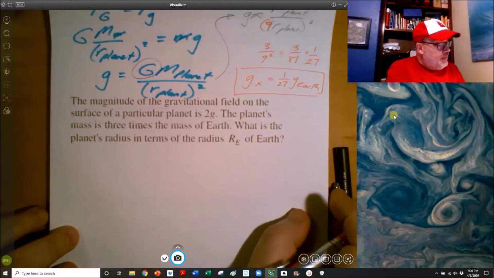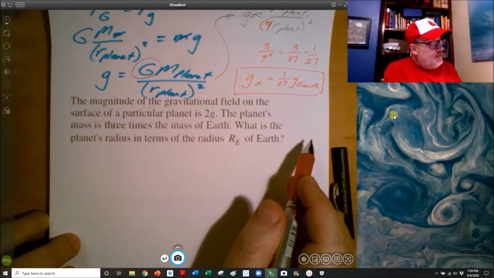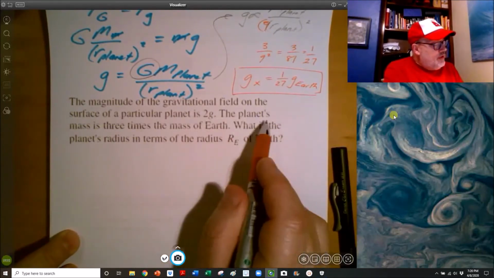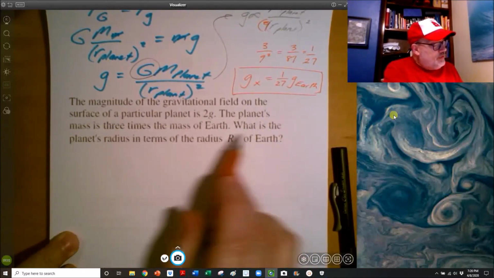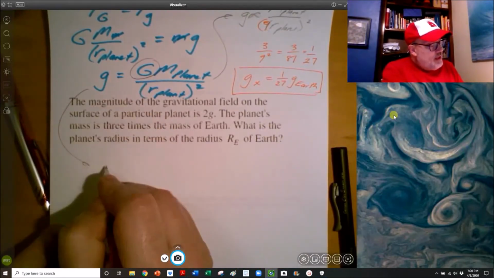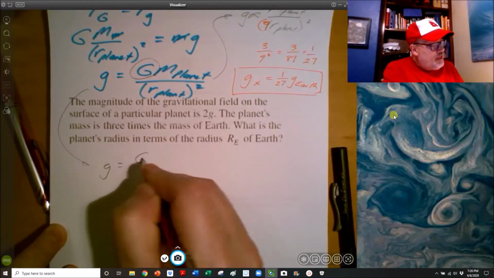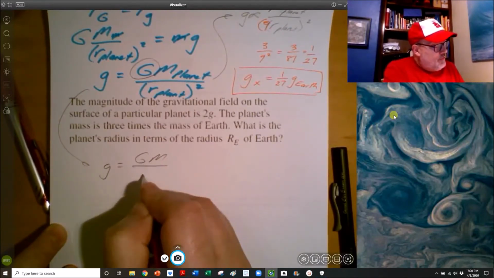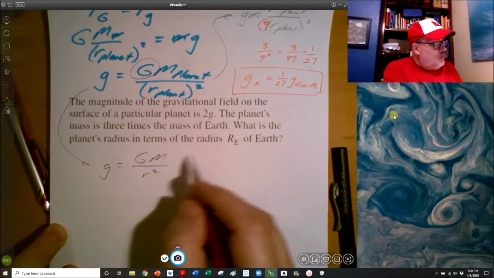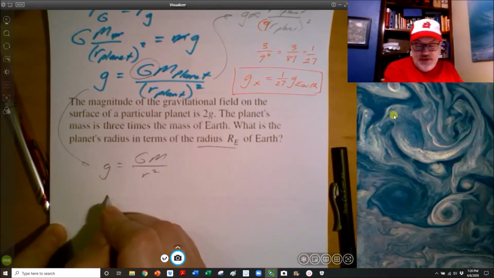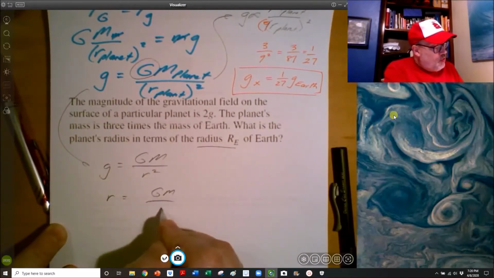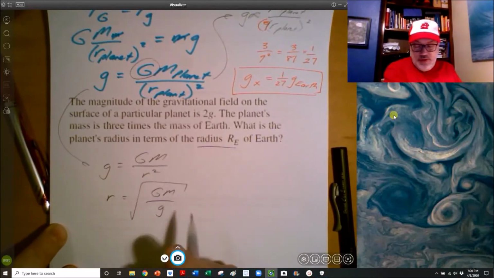For our next problem, the magnitude of the gravitational field on the surface of a planet is 2g, twice Earth's. The planet's mass is 3 times the mass of the Earth. What is the radius of this planet? All right, so we've already derived this equation. It's g equals big G, mass of the planet, divided by the radius of the planet squared. But we want to solve it for radius. So let's rearrange it, and we end up with radius equals the square root of GM over little g.